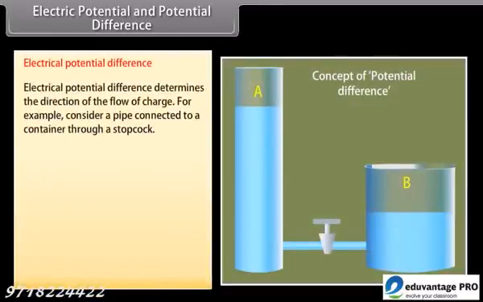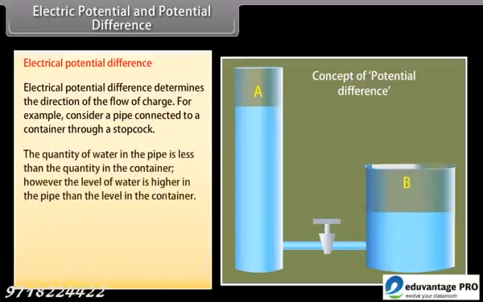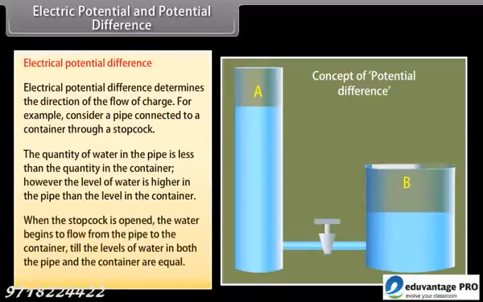Electrical potential difference determines the direction of the flow of charge. For example, consider a pipe connected to a container through a stop cock. The quantity of water in the pipe is less than the quantity in the container. However, the level of water is higher in the pipe than the level in the container. When the stop cock is opened, the water begins to flow from the pipe to the container till the levels of water in both the pipe and the container are equal. This determines that it is not the quantity of water but the level of water which decides the direction of flow of water. It is the potential difference that is responsible for the flow of water.